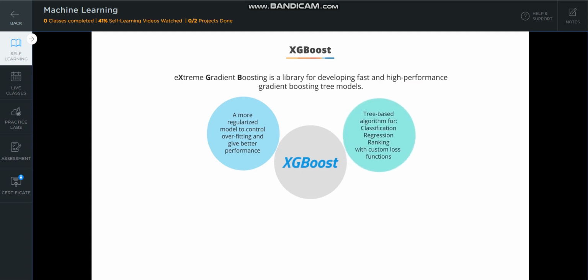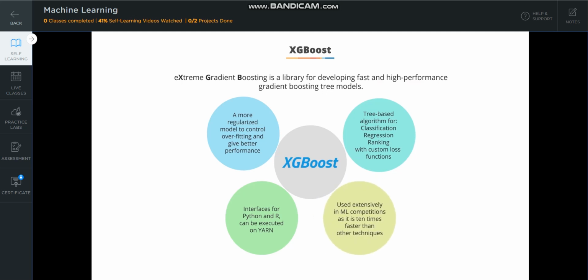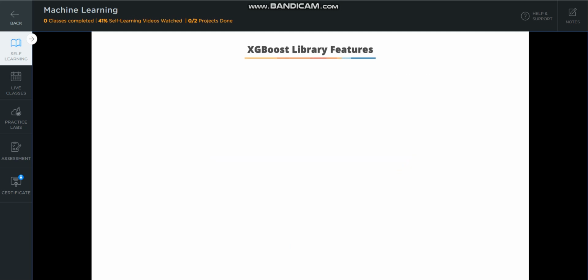Extreme gradient boosting is a custom tree-based algorithm used for classification, regression, and ranking with custom loss function. It has interfaces for Python and R that can be executed on Yarn. XGBoost is extensively used in ML competitions as it is almost 10 times faster than other gradient boosting techniques. Let's understand the XGBoost library features. XGBoost library tools are built for the sole purpose of model performance and computational speed.